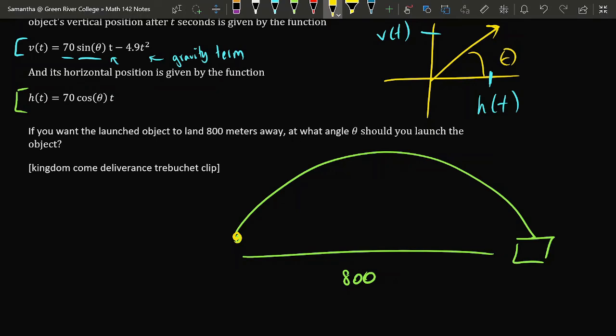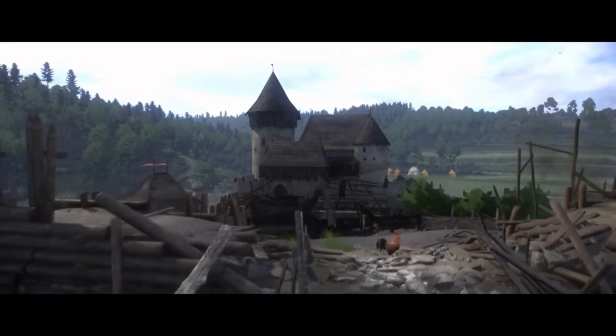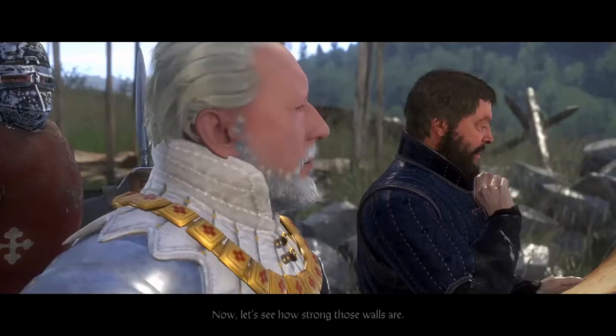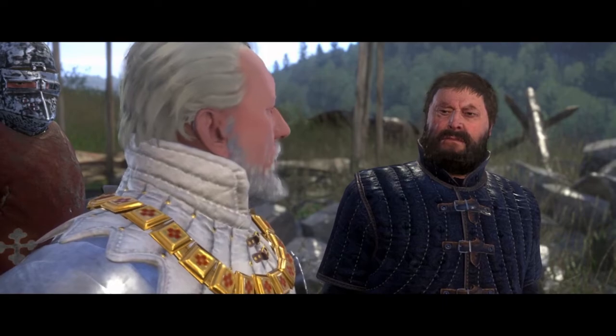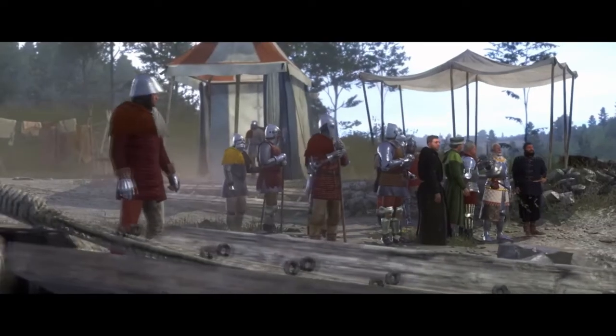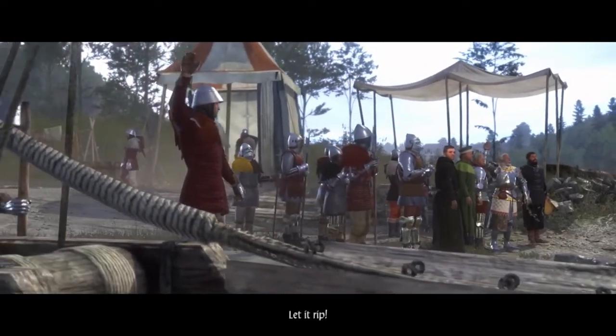That way, if you're trying to siege somebody's castle, you are able to actually hit their castle walls. Now, let's see how strong those walls are. Let it rip!